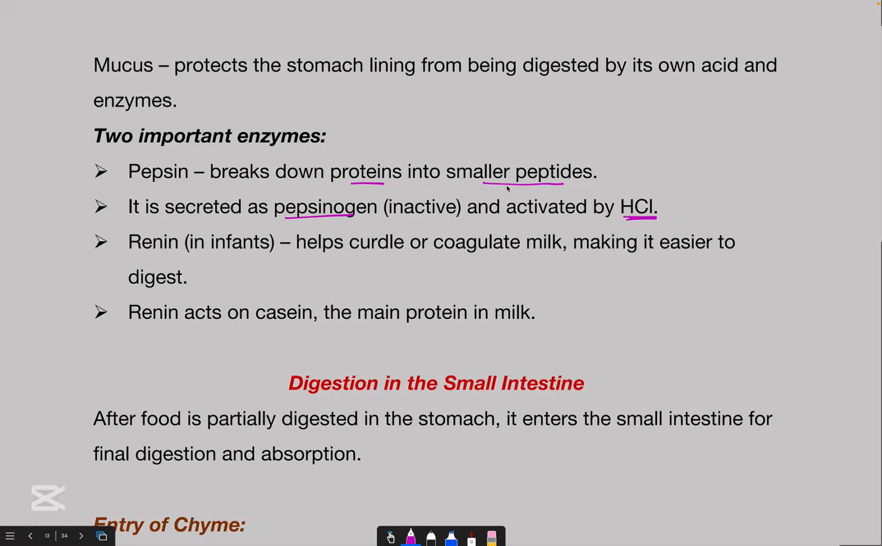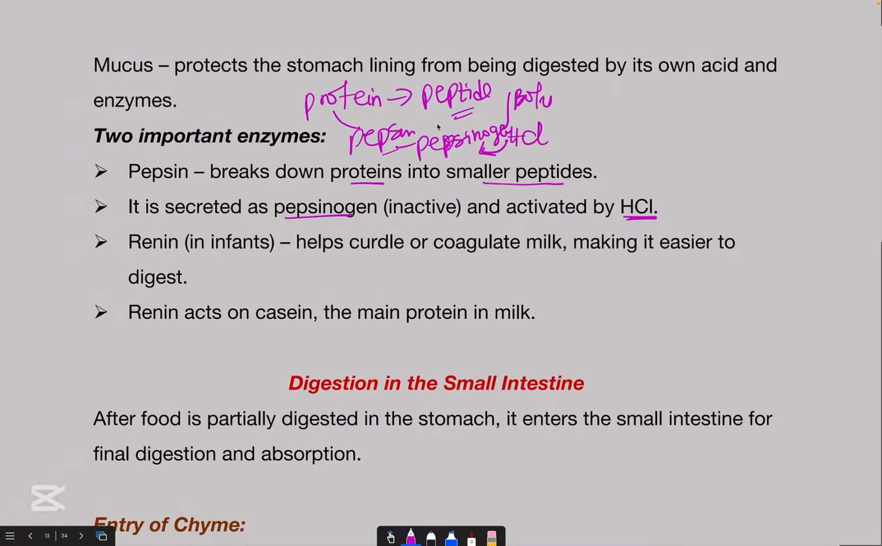Pepsinogen is present there, but it does not work until the bolus comes. What does the bolus lead to? Secretion of HCl. This HCl now acts on pepsinogen and converts it to pepsin. This pepsin now breaks down protein into smaller peptides first, before breaking down into amino acids. Are you getting how the whole process is taking place?